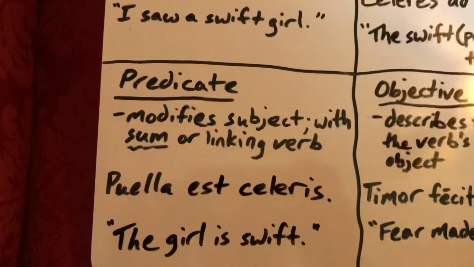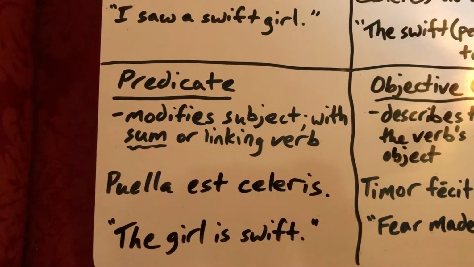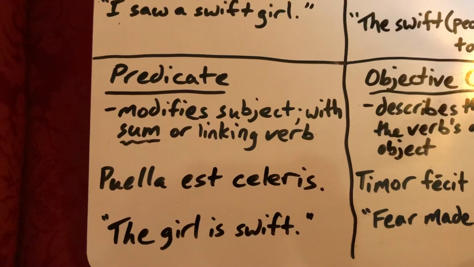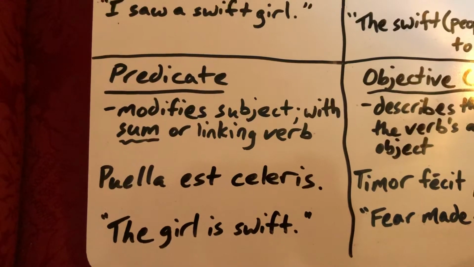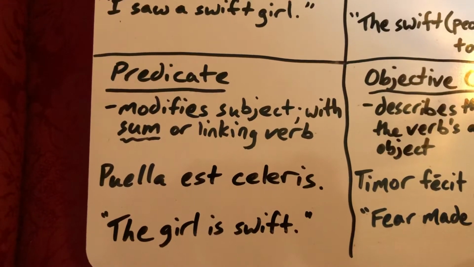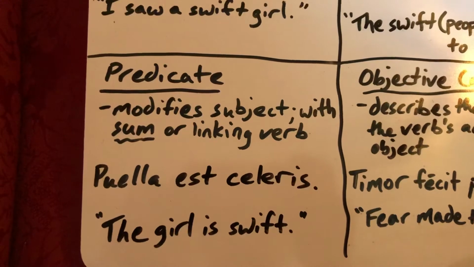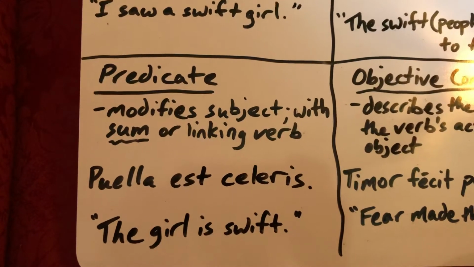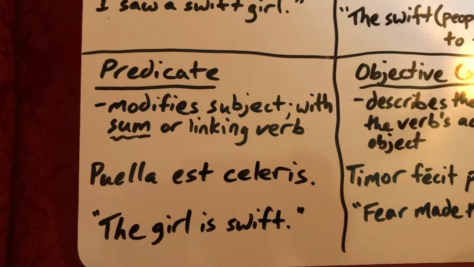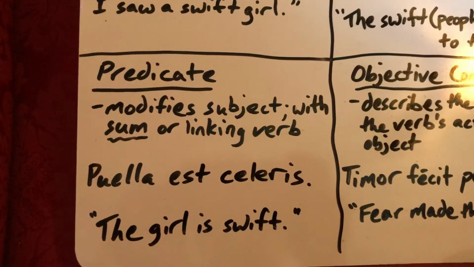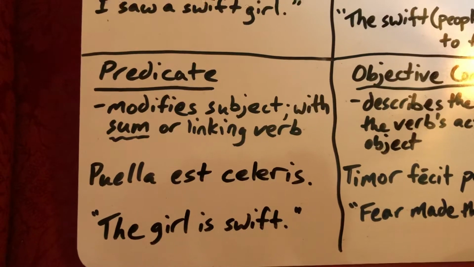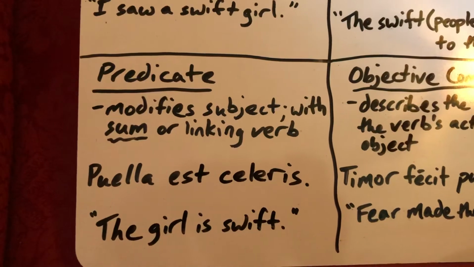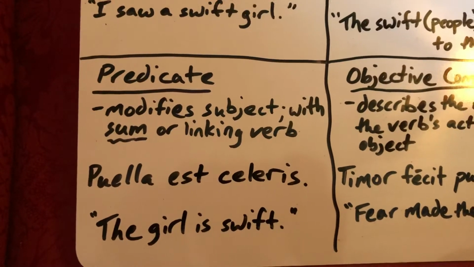Next, you have what's called the predicate adjective. Predicate adjectives are like predicate nominatives, except instead of being a noun, they're going to be an adjective. And you're going to see these after forms of sum or linking verbs. So in this example, puella est celeris, the girl is swift. You can see the word est there, that form of sum, working with a predicate adjective.